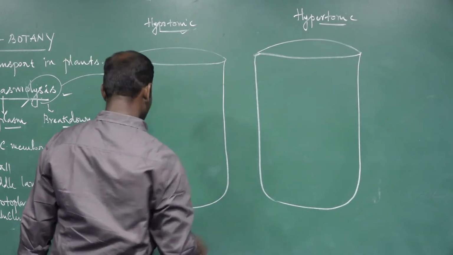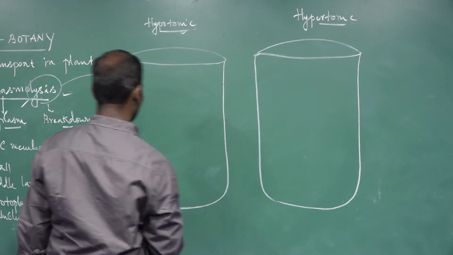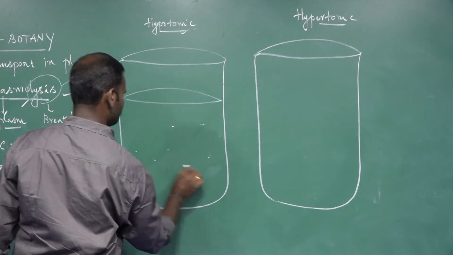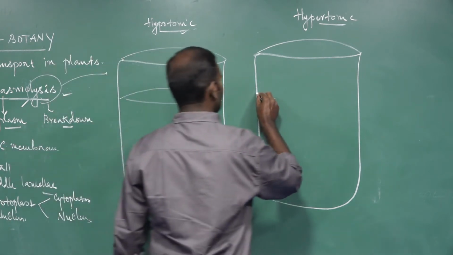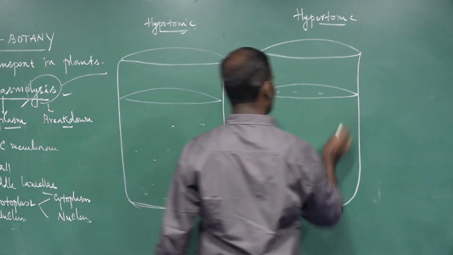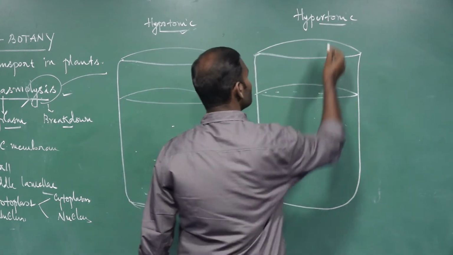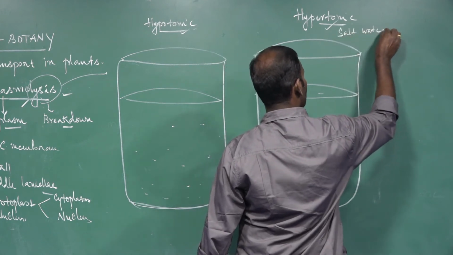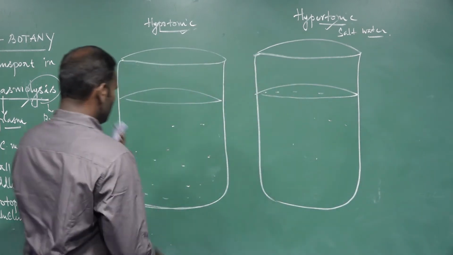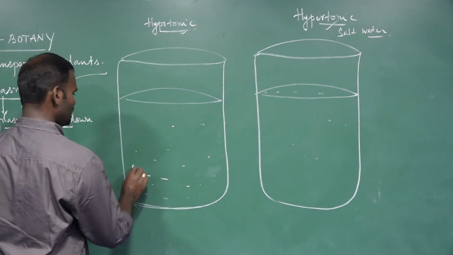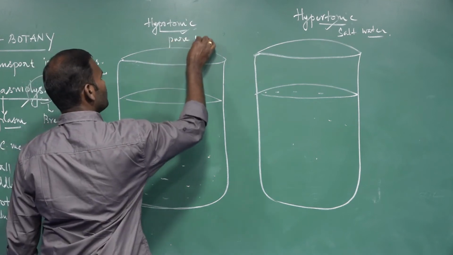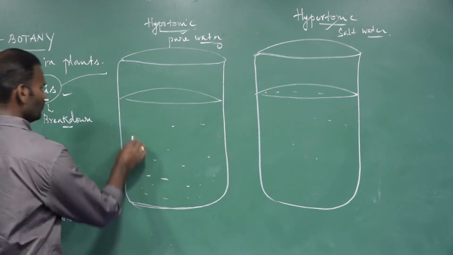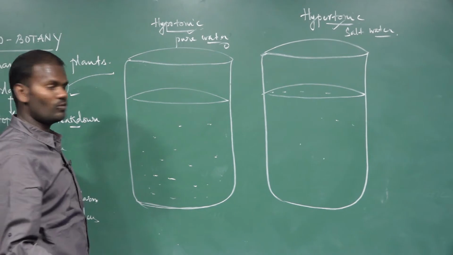The word hypotonic is nothing but pure water, or also called solvent. It is nothing but water. If I add any solute particles to this water, that becomes a solution. It is nothing but hypertonic. For example, it is salt water. So the water potential of the pure water or solvent is nothing but zero. Maximum it's zero. We know how we can calculate the water potential.